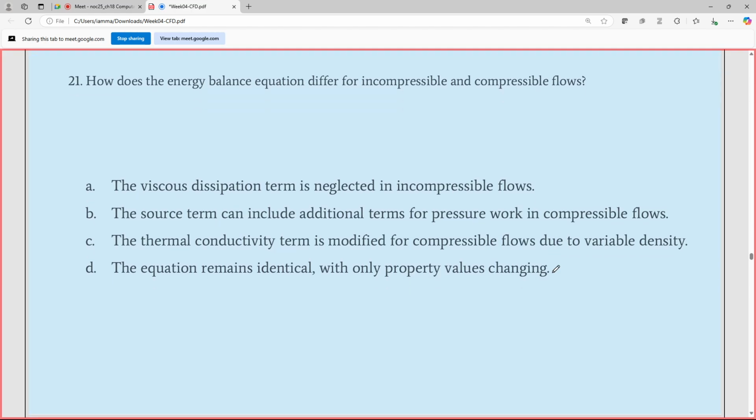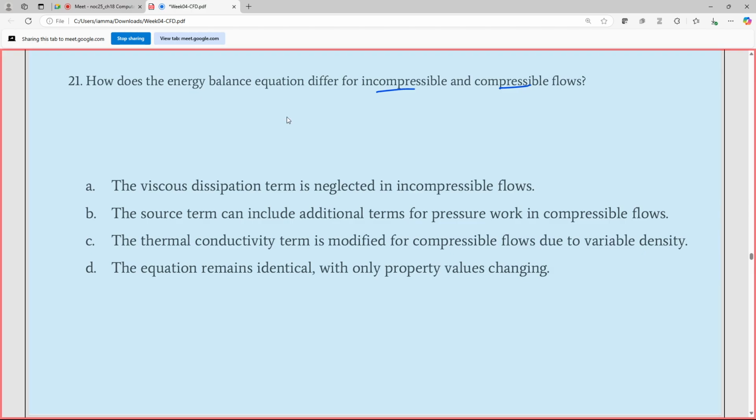Moving on to next question. How does the energy balance equation differ for incompressible and compressible flows? Options are: A, the viscous dissipation term is neglected in incompressible flows. Option B, the source term can include additional terms of pressure work in compressible flows. Option C, the thermal conductivity term is modified for compressible flows due to variable density. Option D, the equation remains identical with only property values changing.